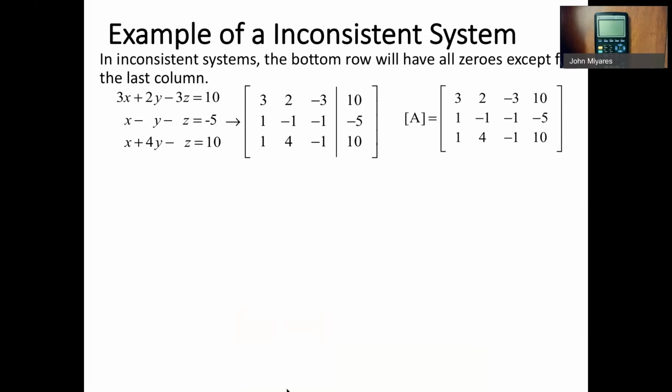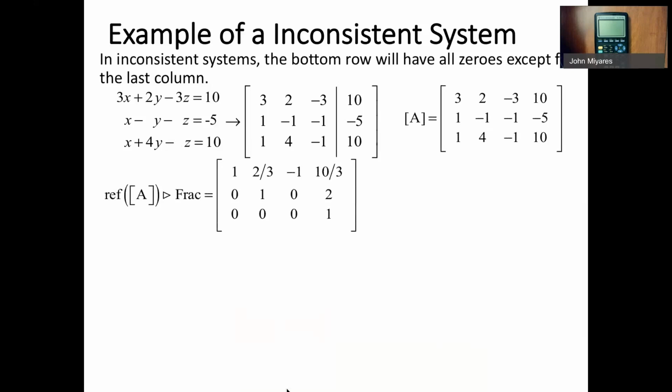Now, if we ask the calculator to put this into row echelon form, what you're going to get is something that looks like this matrix here in the middle. The first clue that you have a problem is that I don't have all ones along this main diagonal. The bottom row has 3 zeros and then a 1.